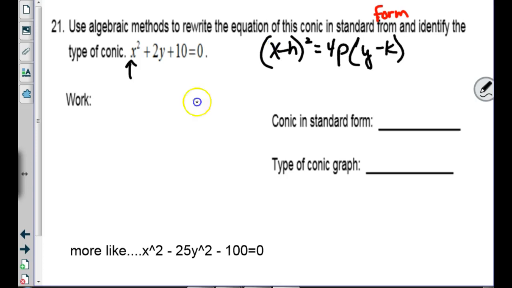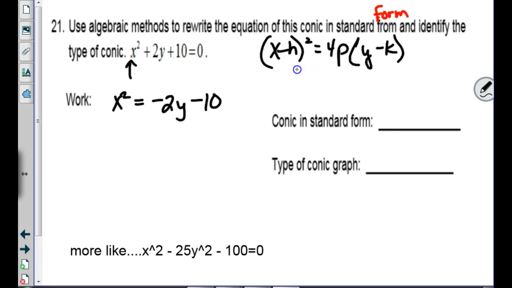We don't have to do too much to this one. Anybody know what we need to do? Do I really need to complete the square? Is my question. No, because the x squared has nothing else that goes with it. So I could just leave the x squared on this side and move the negative 2y and a 10 to the other side. They would both be negatives if I moved them.